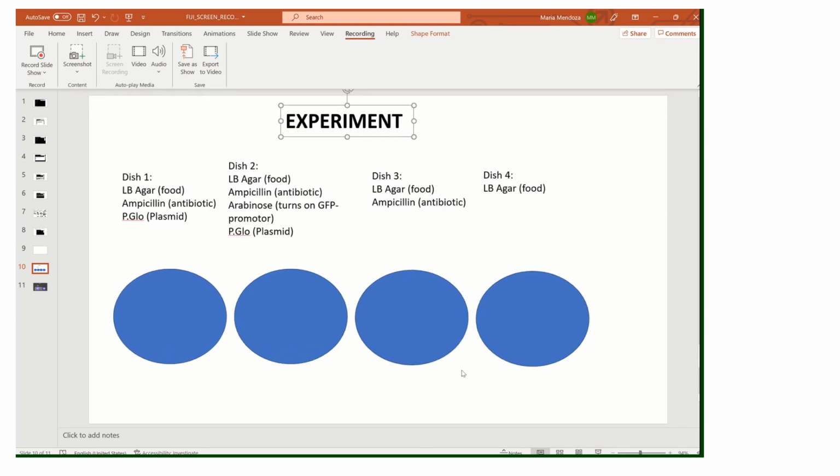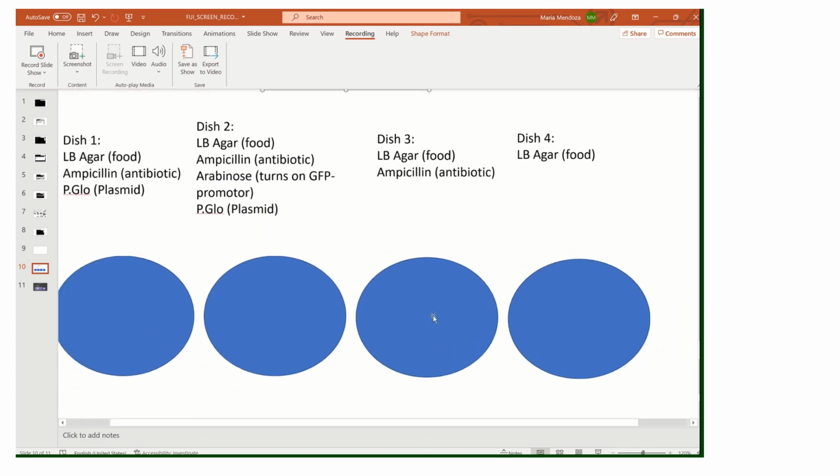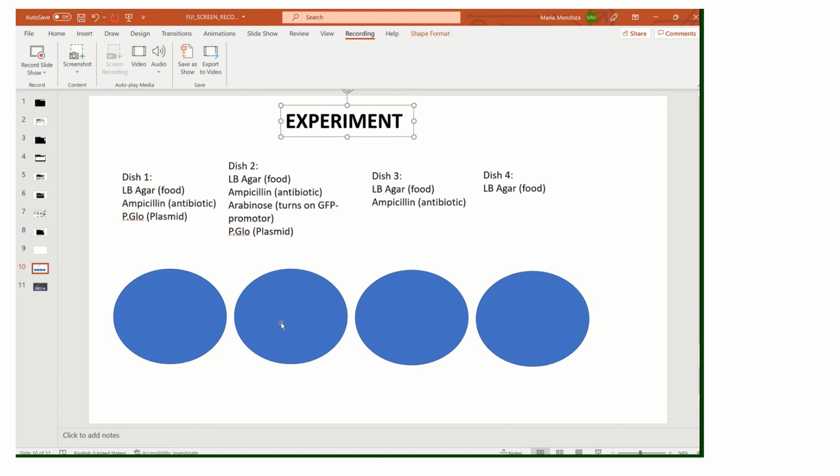So here we go. We had four dishes, and we went ahead and poured some agar in there. And in dish number one, we poured LB agar, and that's just the food for the bacteria. We also had ampicillin, which is the antibiotic that kills the E. coli bacteria. And we also had the pGlo plasmid.